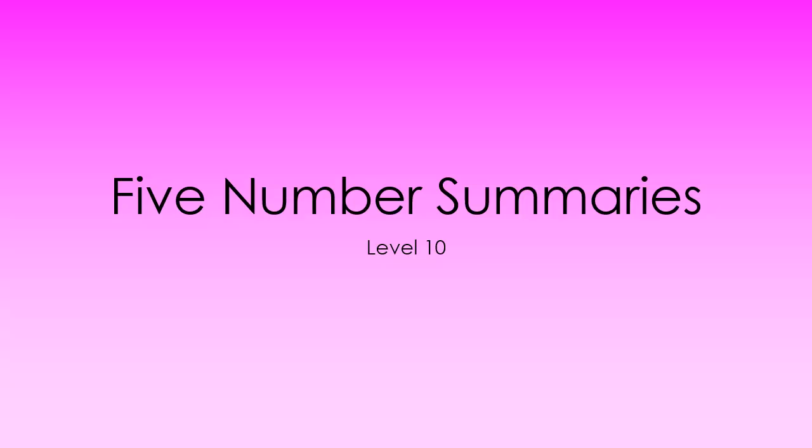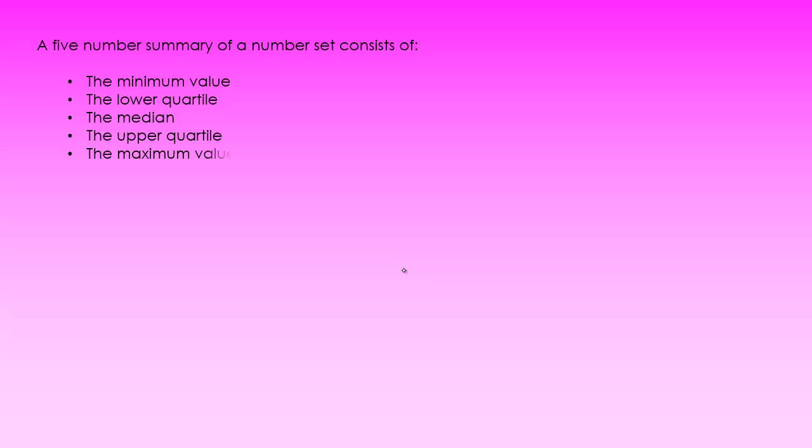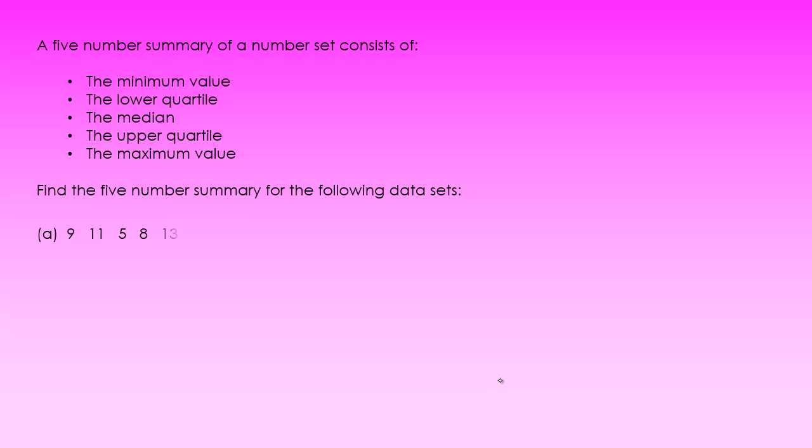5-number summaries. A 5-number summary of a number set consists of the minimum value, the lower quartile, the median, the upper quartile, and the maximum value, hence 5 numbers. Find the 5-number summary for the following data sets, and the first one we have is this one just here.